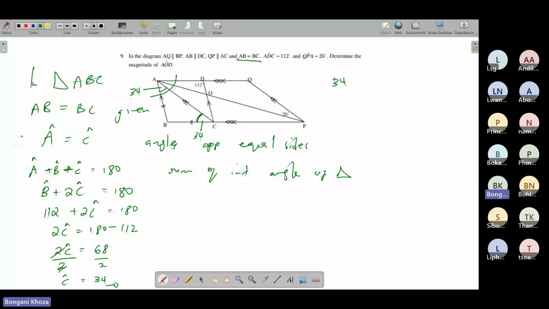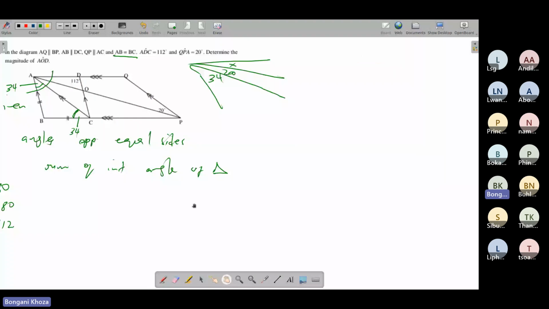Let's try and redraw it. I have 34, I have 20, and then I have this angle over here that I don't know. That's what I'm going to try and find. Right. Let's see how we can do that. So we will look at this shape. These two lines are parallel. We have a U shape over here.